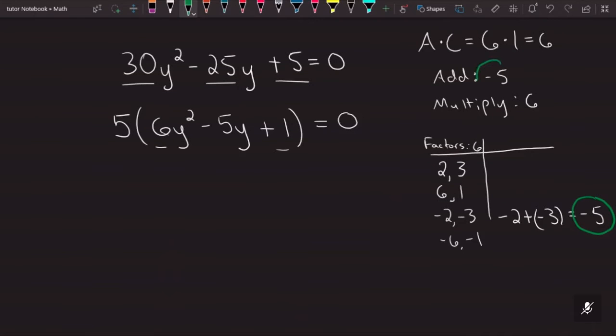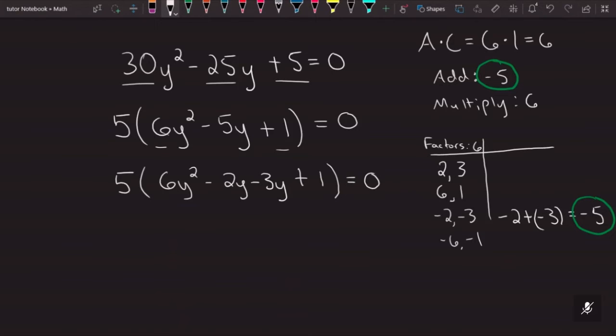So as we can see here, -2 plus -3 equals -5, and -2 times -3 equals 6. So our two terms are going to be -2 and -3. And those terms we're going to use to break up the -5y b term in the center of our quadratic into the respective -2y, -3y terms. So we're just replacing -5y with those two terms that we just found.